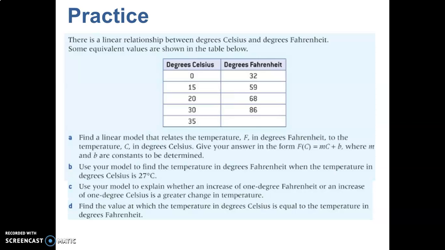Last one for you here. We have a Celsius to Fahrenheit conversion, which we've talked about already. Let's find a linear model that represents that. So again, you can find the slope, and then you can use any of these points and use the point gradient form to create an equation. Once you have that model, you can apply it to these problems.